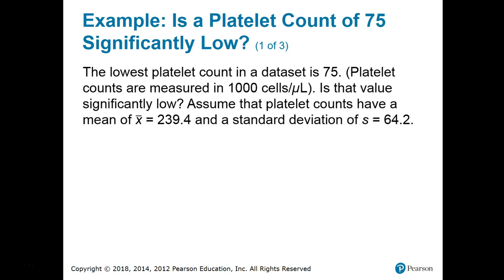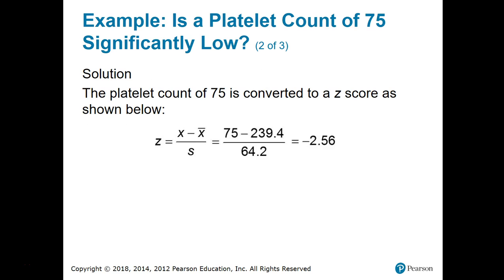Platelet counts. Alright, let's take a look at this one. The lowest platelet count of a data set is 75. Platelet counts are measured in 1,000 cells per microliter. That little letter there is a mu, it's a Greek letter. Is the value significantly low? Assume platelet counts have a mean of 239.4 and a standard deviation s of 64.2.